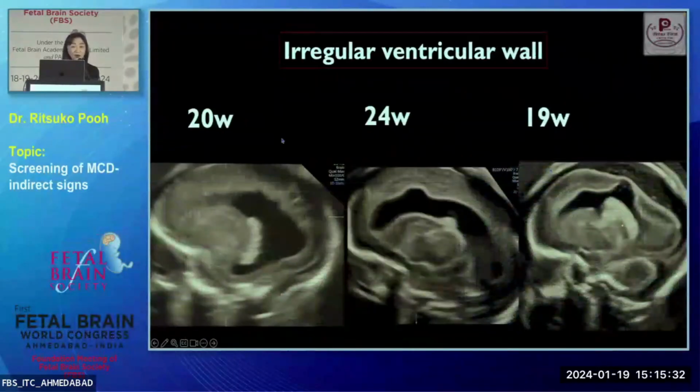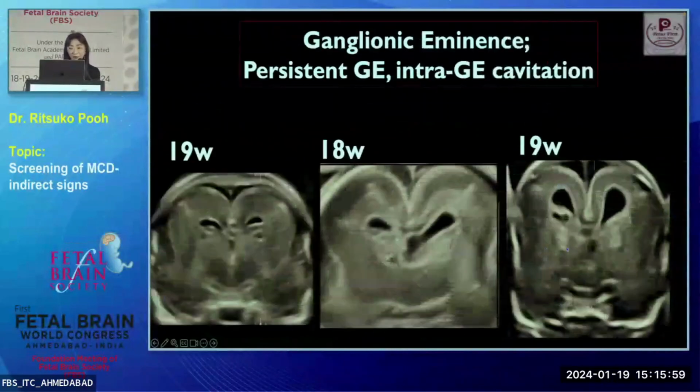And also, the irregular ventricular wall like this. Because the proliferation of the neural cells occurs inside the subventricular zone, they are born there. Therefore, if you look at an irregular surface of the ventricular wall, you have to observe more.